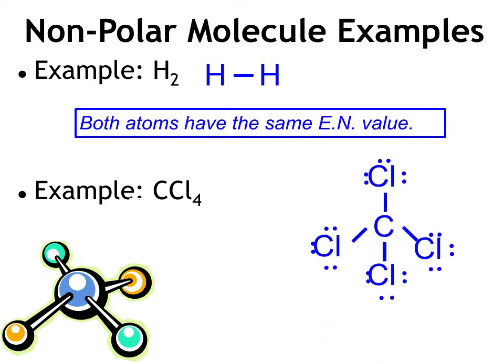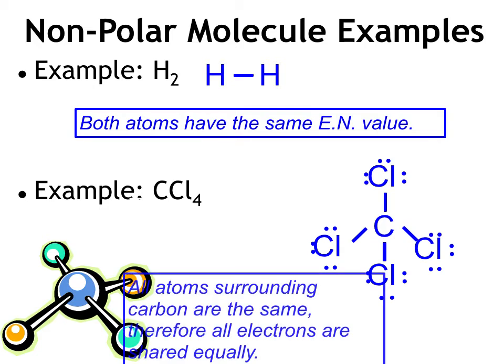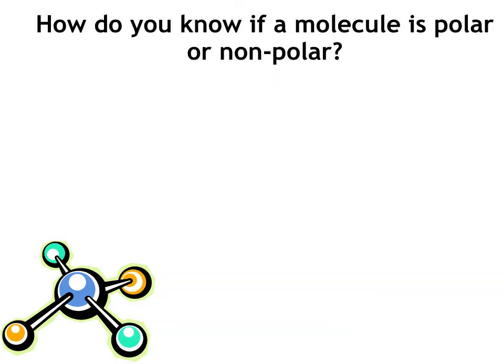Also, if you have something like carbon tetrachloride or CCl4, this is also a nonpolar molecule. And the reason that one is nonpolar is that all the atoms that surround that carbon are the same. Therefore, the electrons end up being distributed equally all throughout the molecule. So there's no area of the molecule that ends up with a slight negative charge because those electrons are all evenly distributed. So how can you tell in general if a molecule is polar or nonpolar?